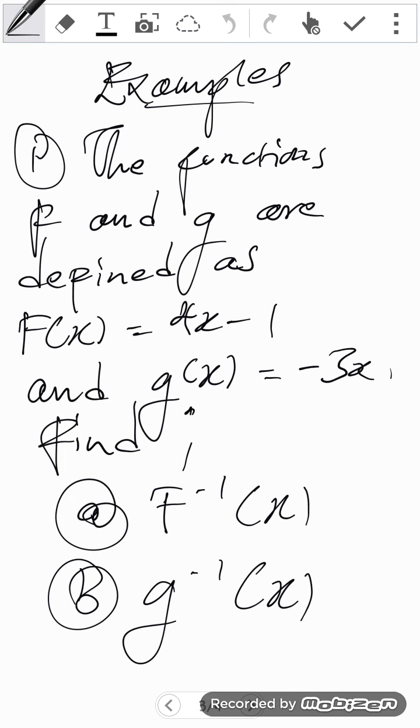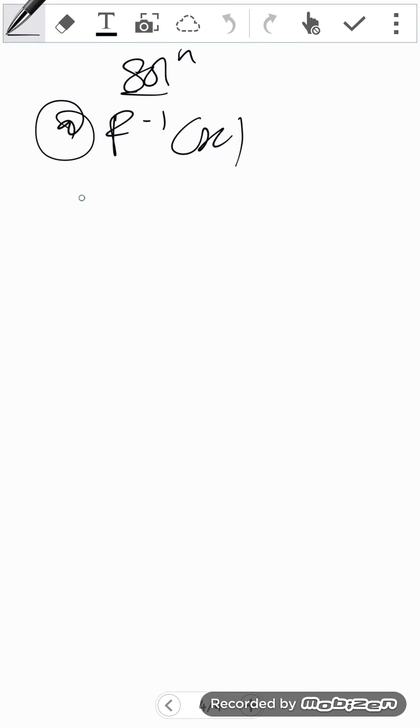The first thing you have to bear in mind is that you literally have to look for a function that begins with the letter f. Now, in the entire question, there is only one function that has the letter f. So if we look correctly, we will find that we have g of x, but we're looking for f inverse of x. So we cannot use g of x. So we're going to look for the other function, which is this one, f of x. So now f of x is equal to 4x minus 1.